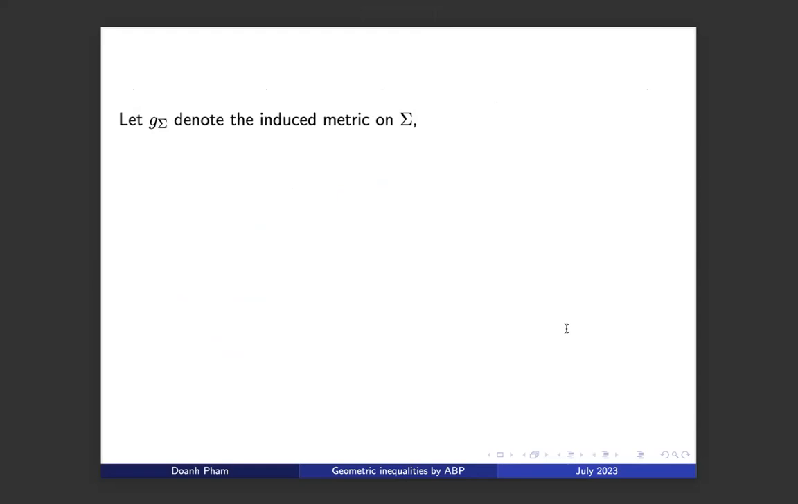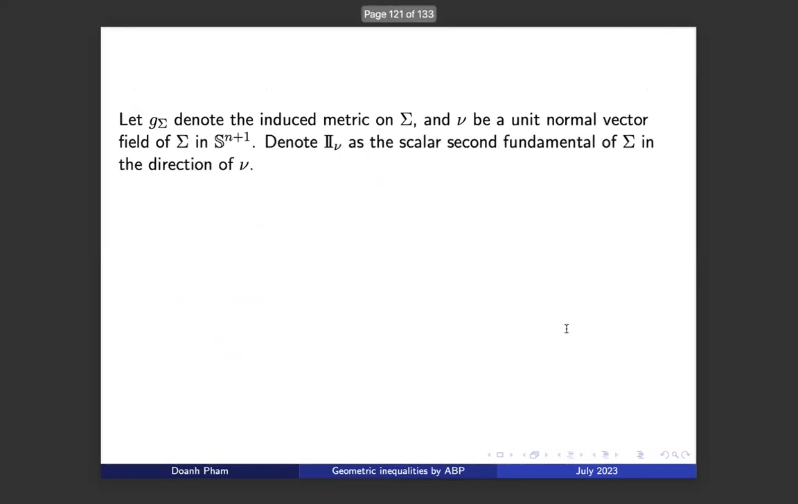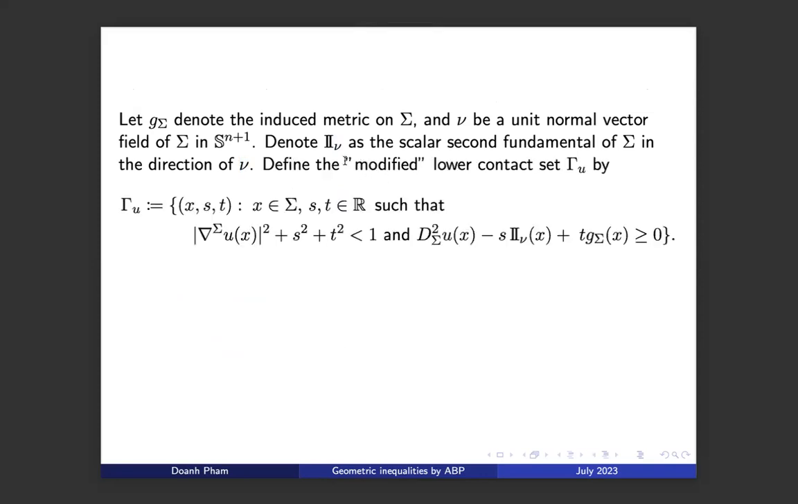So if we let g sigma denote the induced metric on sigma, nu is a unit normal vector field on sigma in S^(n+1), and we denote II nu as the scalar second fundamental form in the direction of nu. Then we define the modified lower contact set by the following formula.